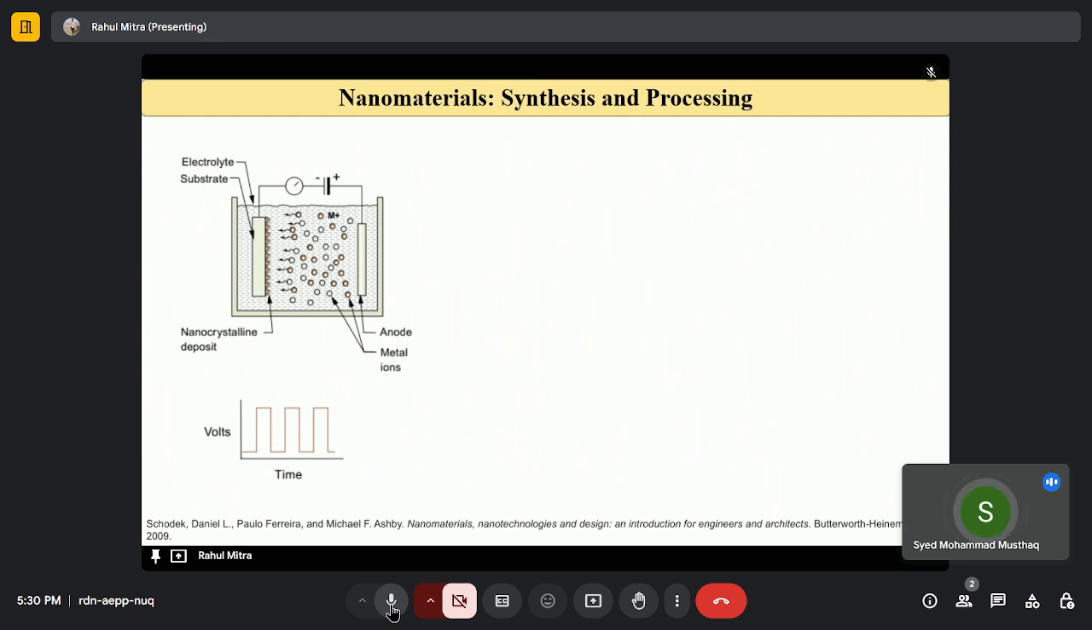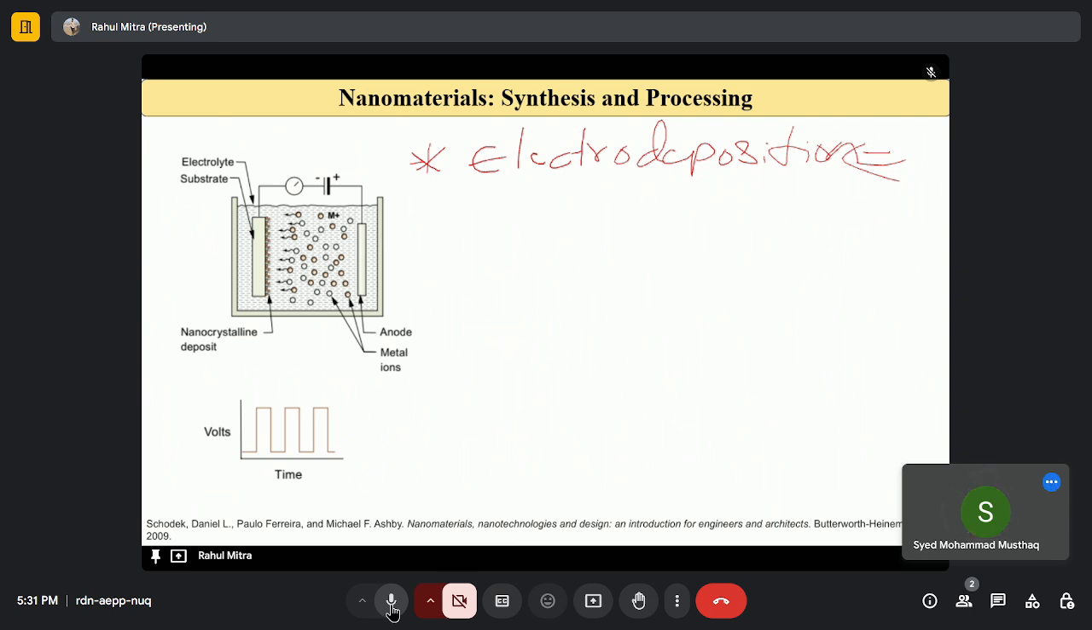And this is another process to create a 2D nanomaterial, which is the electrodeposition process. Let me write it. This is an electrodeposition process. Now, what happens in the electrodeposition process? We have a solution. We have electrodes, a cathode electrode and an anode electrode. To the cathode electrode we have a negative sign, and to the anode electrode we have a positive sign.